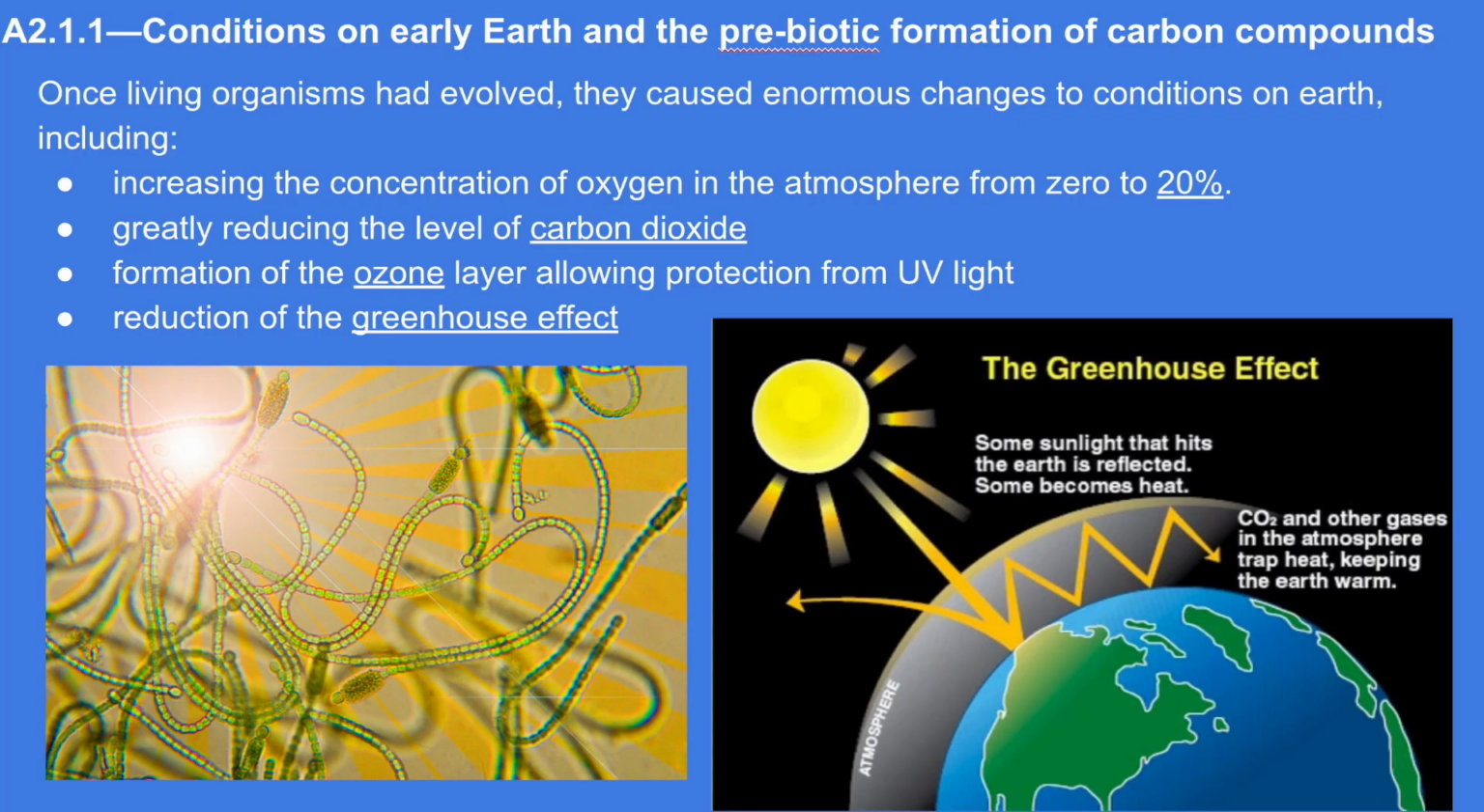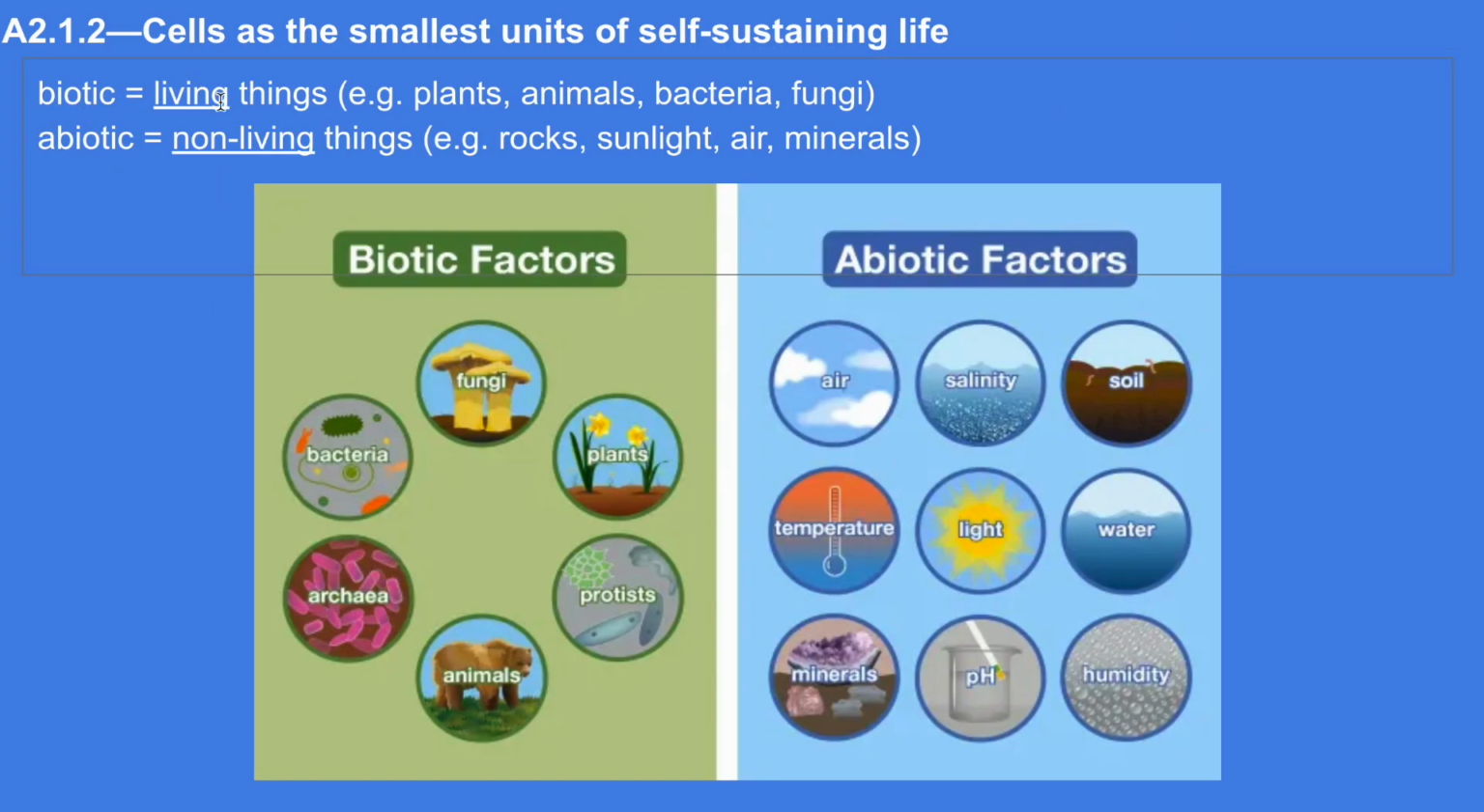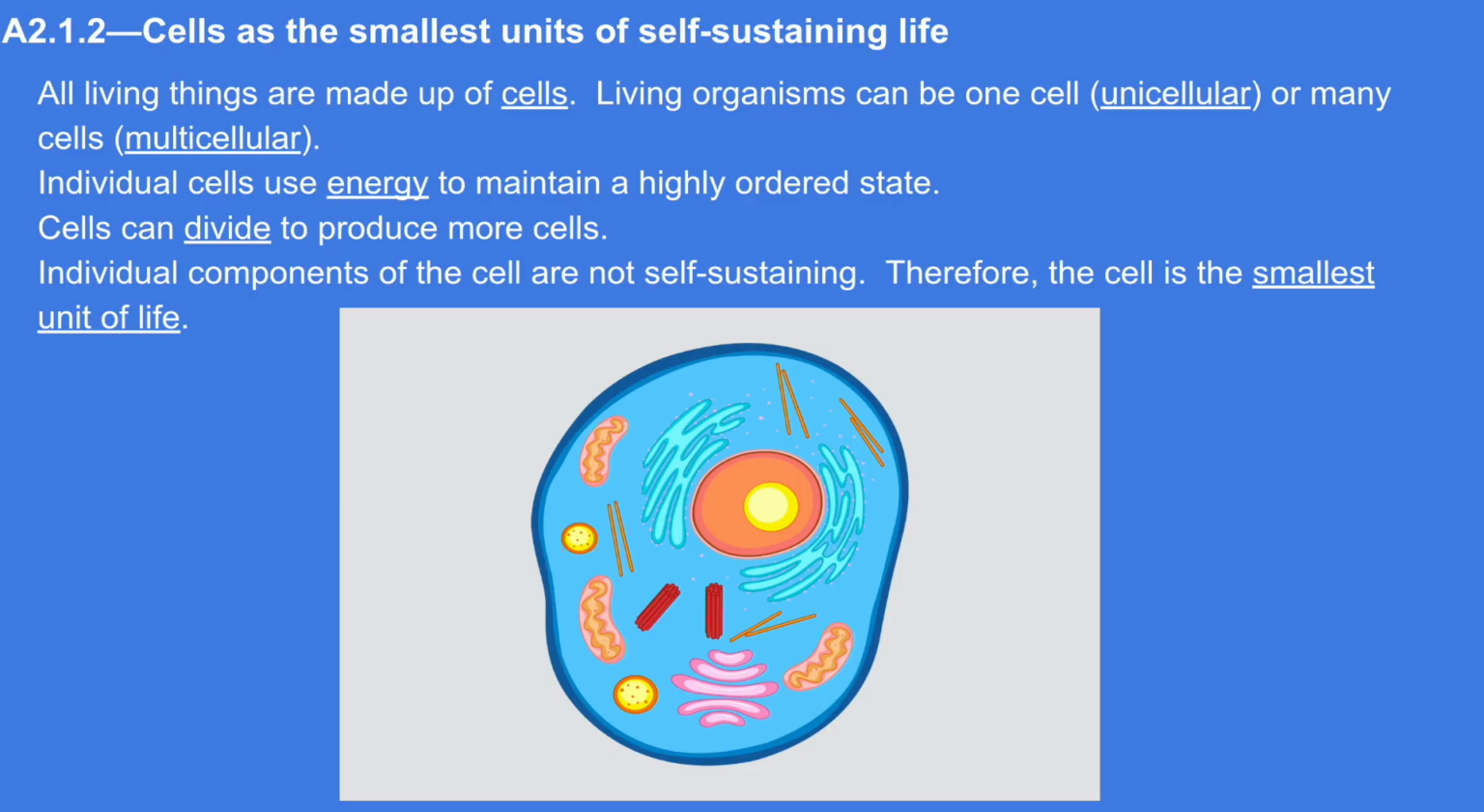Once living organisms had evolved, they caused enormous changes to conditions on Earth, including increasing the concentration of oxygen in the atmosphere from approximately 0 to 20%, which is where we are today. About 20% of the air around you is oxygen. We greatly reduced the level of carbon dioxide, allowed formation of the ozone layer, providing protection from UV light, and reduced the greenhouse effect. The term biotic refers to living things, and abiotic refers to non-living things.